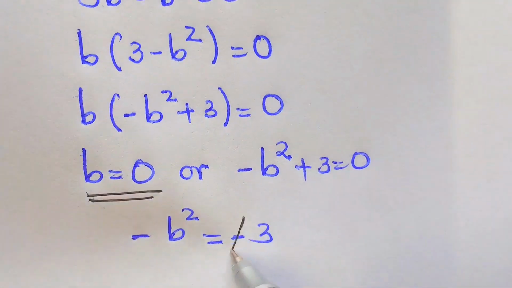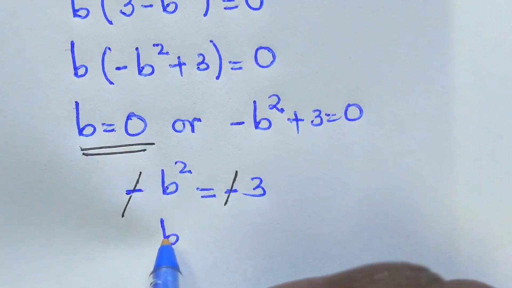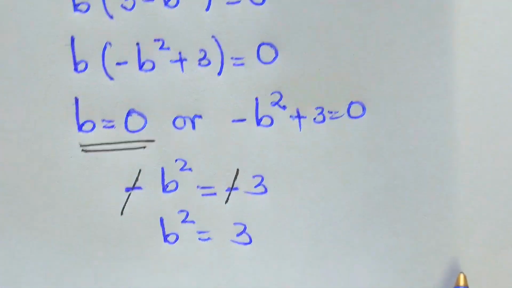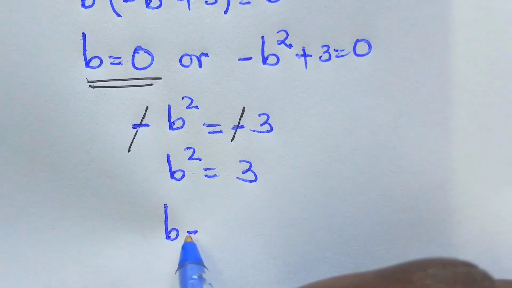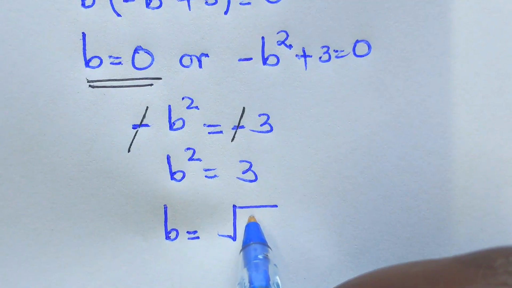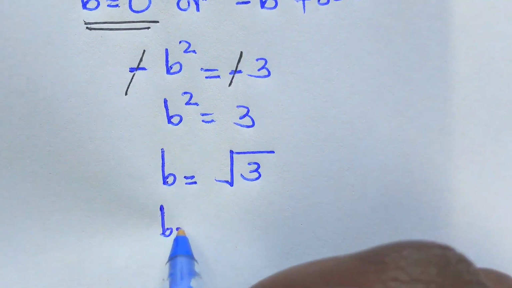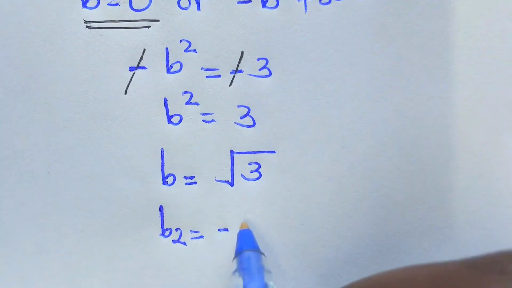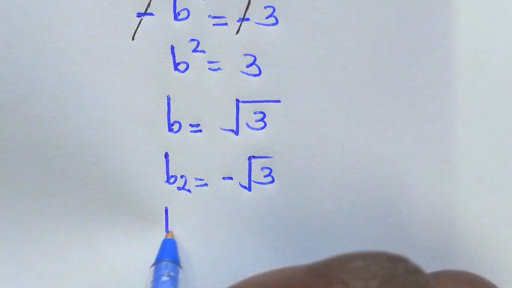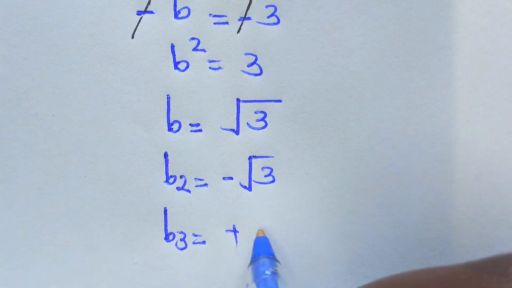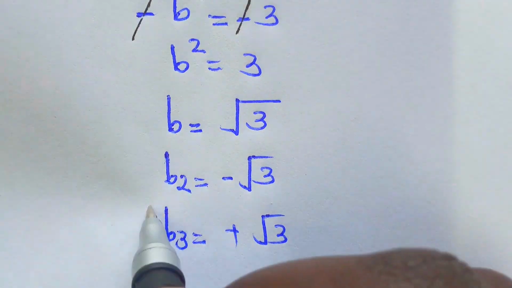At this stage the negatives cancel, so b squared equals 3. In order to find b, b will be the square root of 3. So b2 is negative square root of 3, and b3 is positive square root of 3.